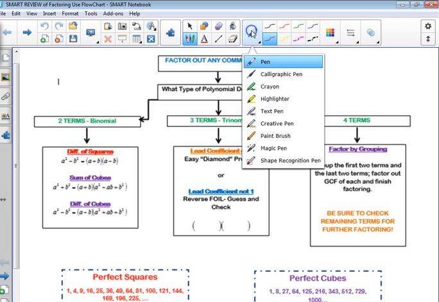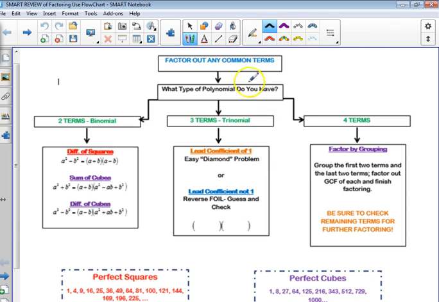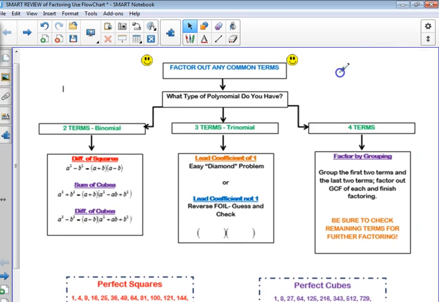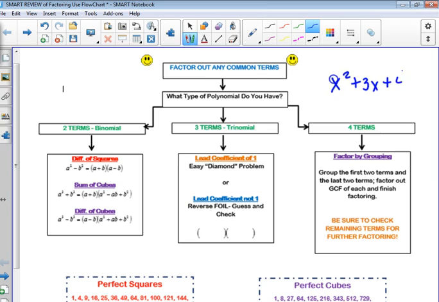Let's see if I can get my magic pen going here. Okay, factor out. This is important. Start there. And then you can do guess and check or diamonds. Does everybody know what I'm talking about with diamonds? I don't teach it that way either, but if you had a polynomial, x squared plus 3x plus 4, you can put the 4 on the top and the 3 on the bottom. You're looking for things that multiply to make 4 but add up to 3, which would be impossible.